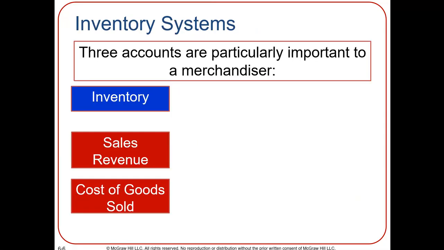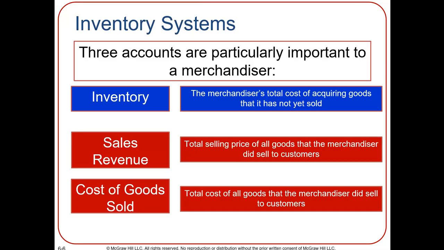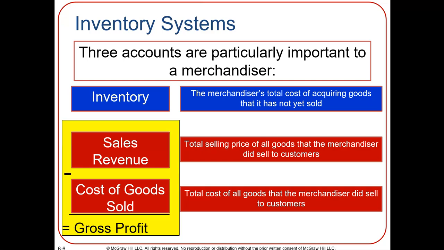So, 3 accounts. We've got revenue, and then we've got the movement of the inventory. Okay? So, it starts off in inventory when we buy it and put it on the shelf. Then, as it's sold, we record the revenue. Then we record the movement of the cost of that inventory, okay, into cost of goods sold. And again, that equals gross profit.